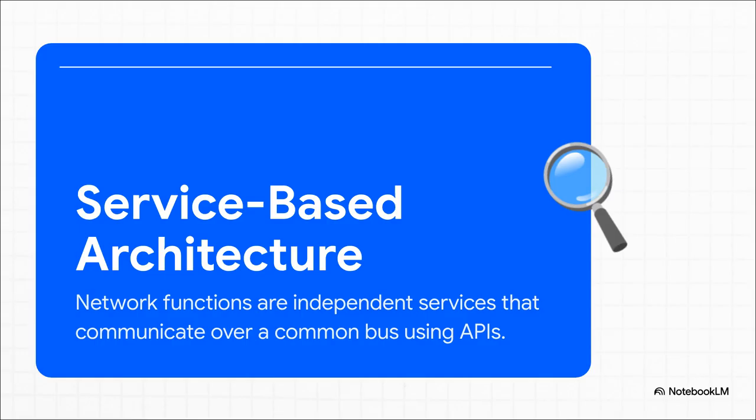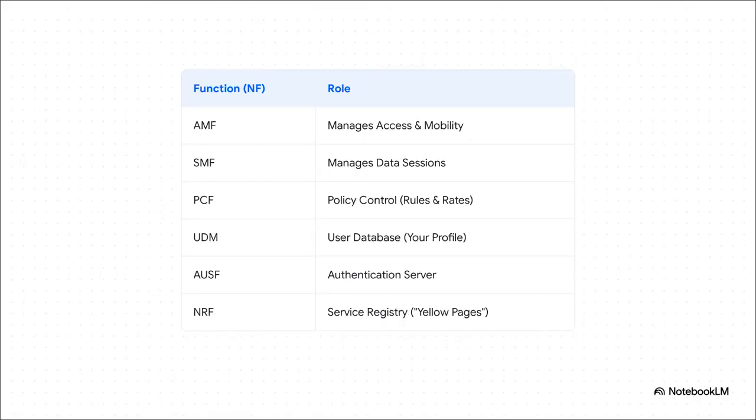It's a lot like how modern apps and websites work in the cloud, and it makes the whole system incredibly flexible. And in our little microservice city, you've got a few key players. The AMF is like the front desk, managing who gets in. The SMF is the traffic controller for your data. The PCF is the rulebook, deciding your data speeds and so on. The UDM is the city's records office, holding your profile. The AUSF is the security guard, checking your ID. And the NRF, that's the city's yellow pages, helping all these services find each other.